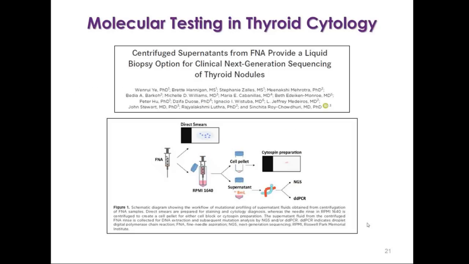More recently, we have actually shown that when we do your FNA and you spin down your needle rinse, you can take the supernatant, which is discarded, and extract DNA out of the supernatant. It's substantial amounts of DNA that can be used for next-gen sequencing or any other PCR-based testing.